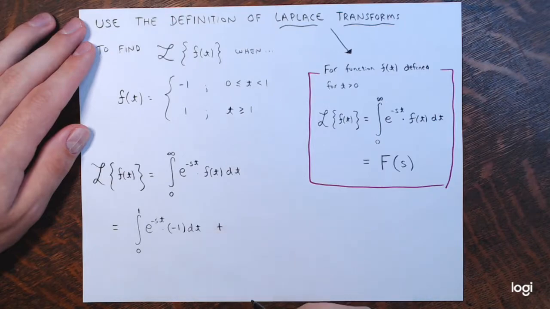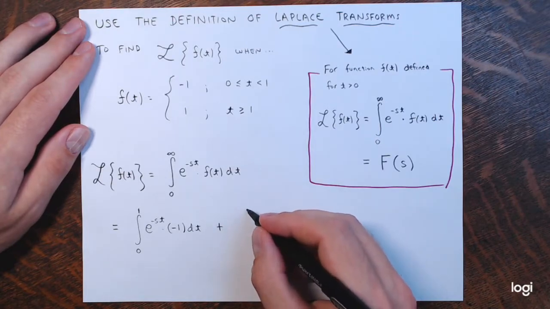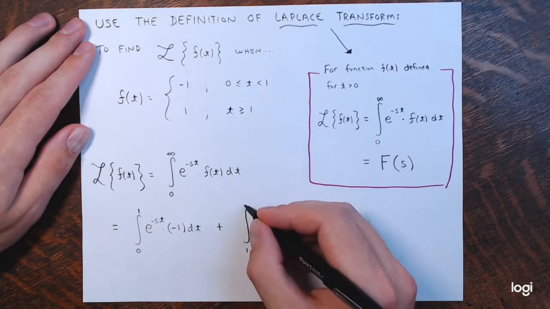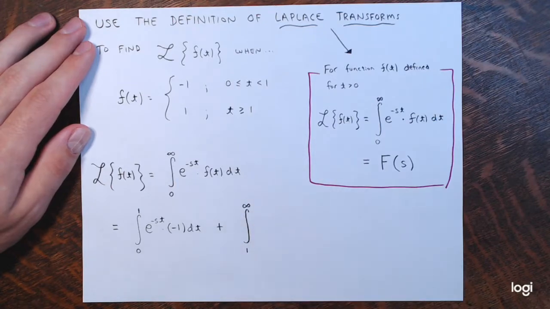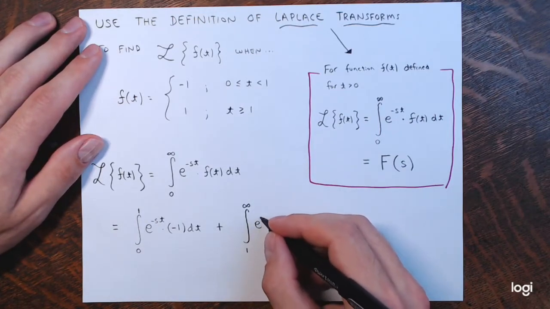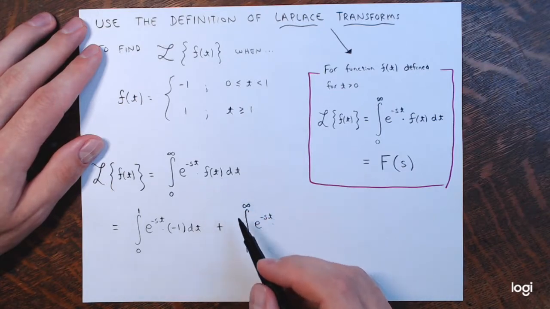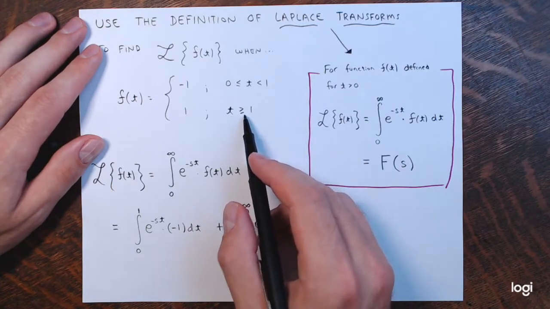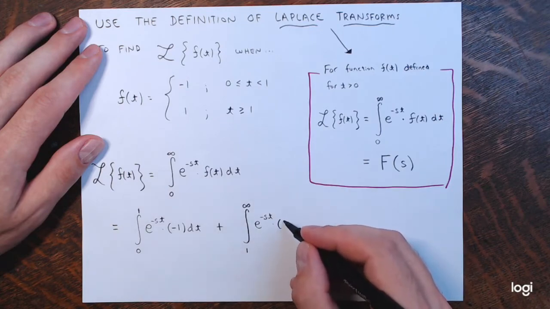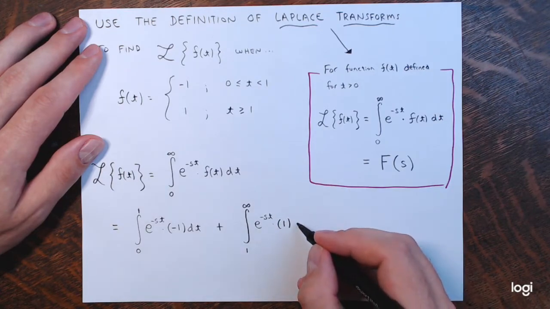plus, and then the rest of it, the integral from 1 to infinity. We went from 0 to 1, then 1 to infinity, giving me 0 to infinity of e to the negative st times f of t. But f of t, defined on this interval, right, when t is greater than or equal to 1, is defined as just 1 dt.